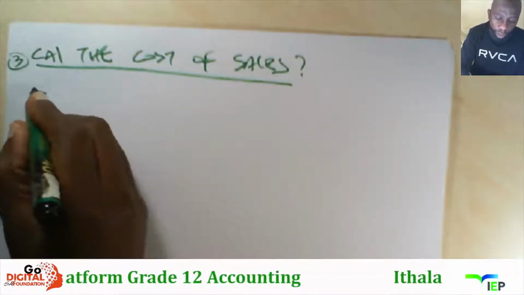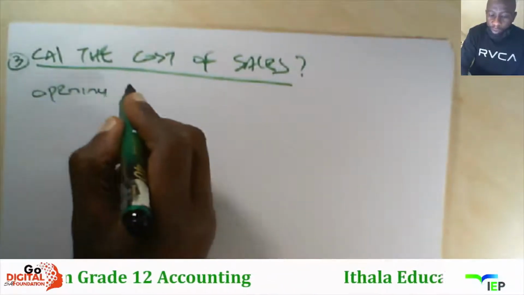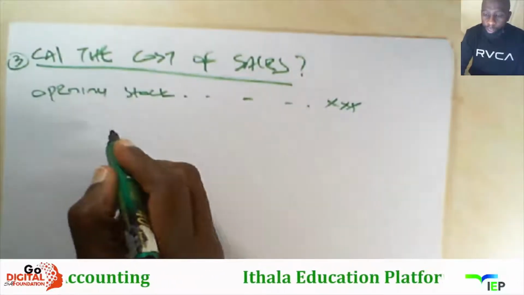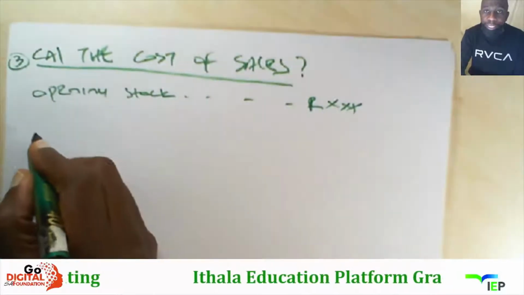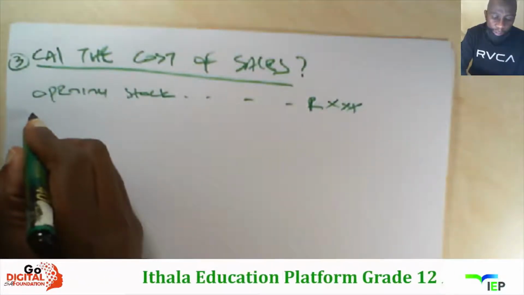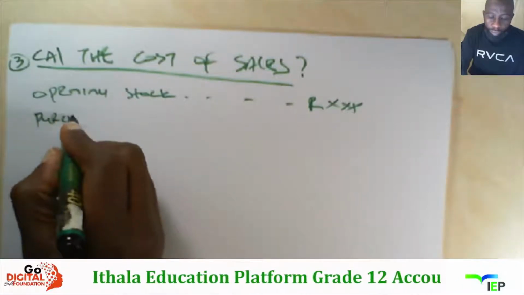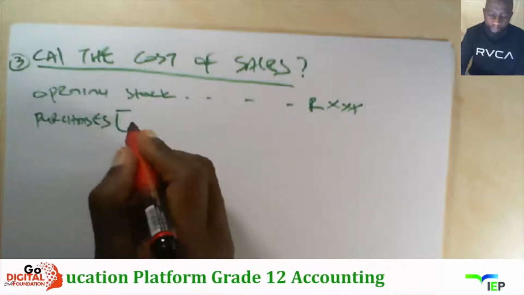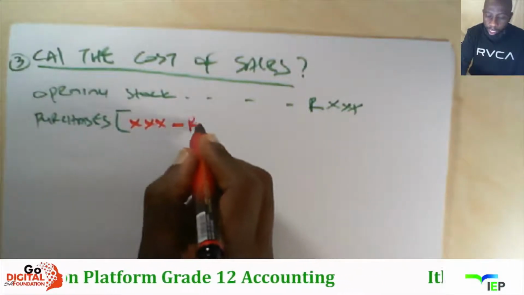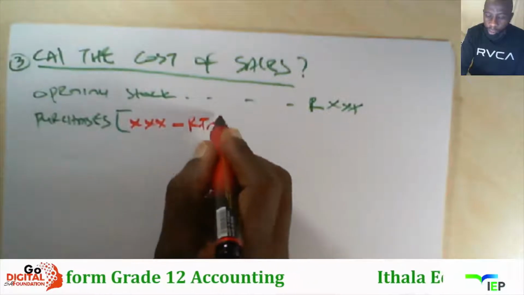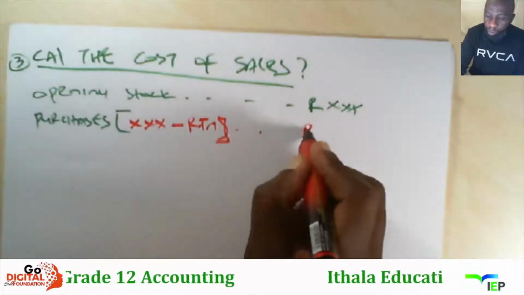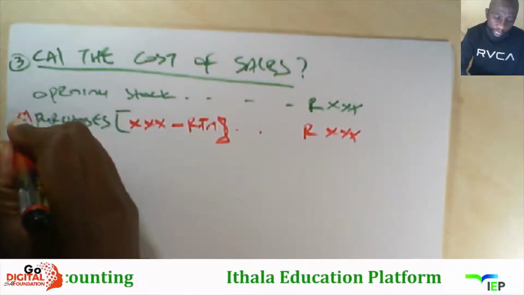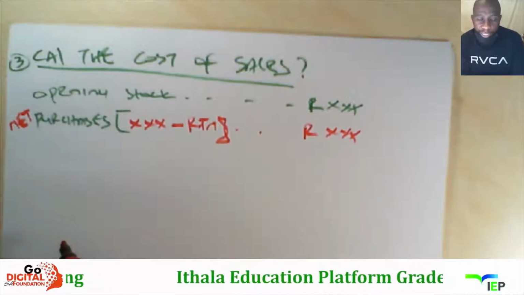So you're going to say opening stock. Record the figure of the opening stock. Now we are talking about the values, not the units, the amounts. Plus purchases. Remember, we have to less the returns of purchases. Record the figure there. You can even say this is net purchases if you like, but we're not going to penalize you if you say purchases.